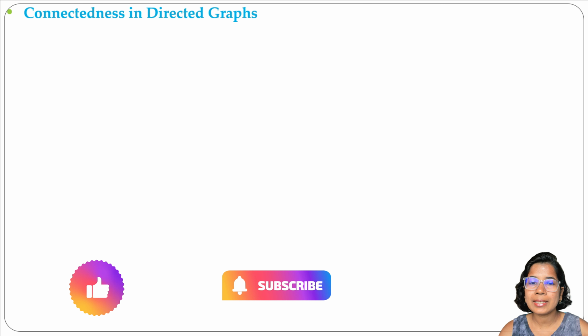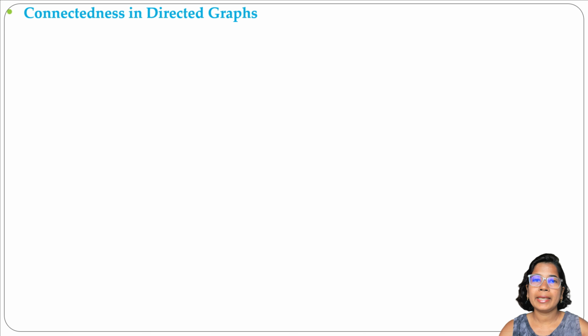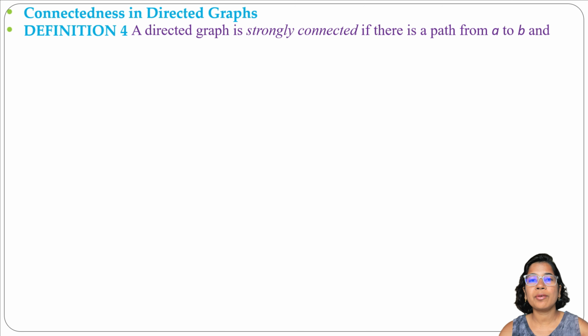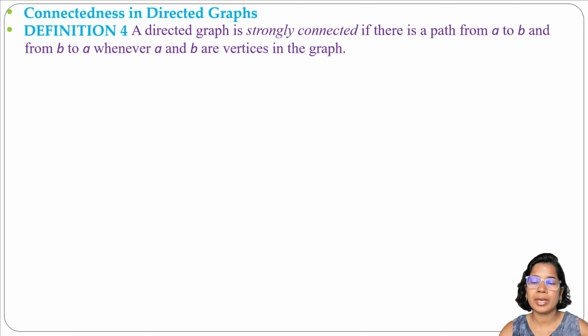Let's discuss connectedness in a directed graph. In case of an undirected graph, if there is a path between every pair of vertices, it's called connected. Now in case of a directed graph, it's called strongly connected if there is a path from A to B and B to A whenever A and B are vertices in the graph. So you can say if there is a directed path between every pair of vertices, it's called a strongly connected graph.